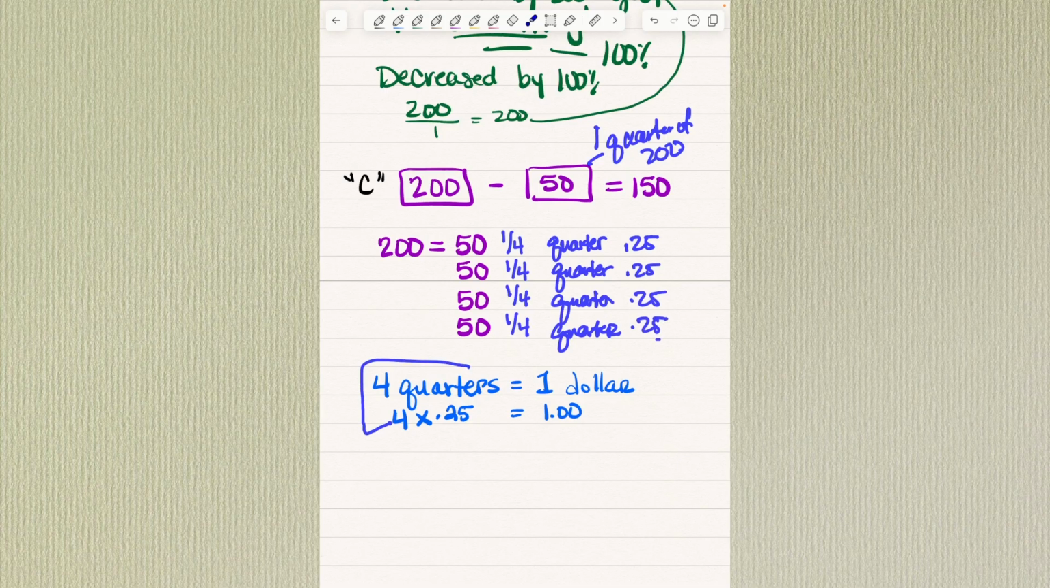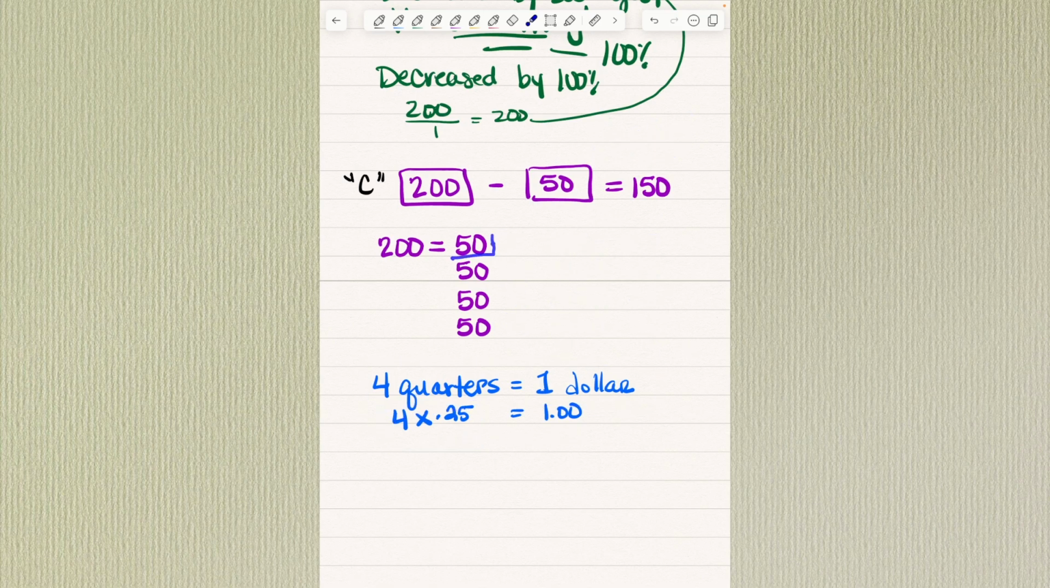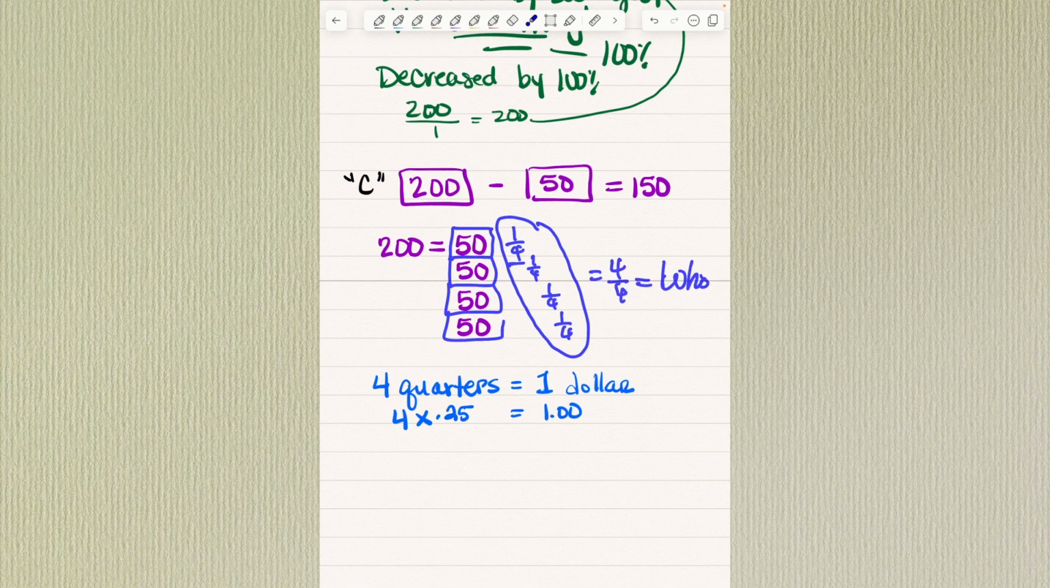If 4 quarters equals $1, or if you want to say 4 times 0.25 equals a whole, then what does that tell you? That tells you that we decreased this 200 by 25%. Why? Because 50 is 1/4 of 200. Let me show you again: 1/4, 1/4, 1/4, 1/4. If I add all these up, that gives me 4 out of 4, which represents a whole, or if you want to say, 1.